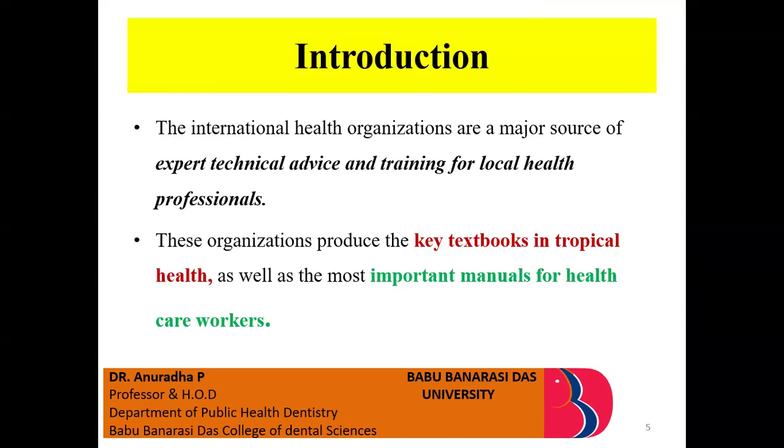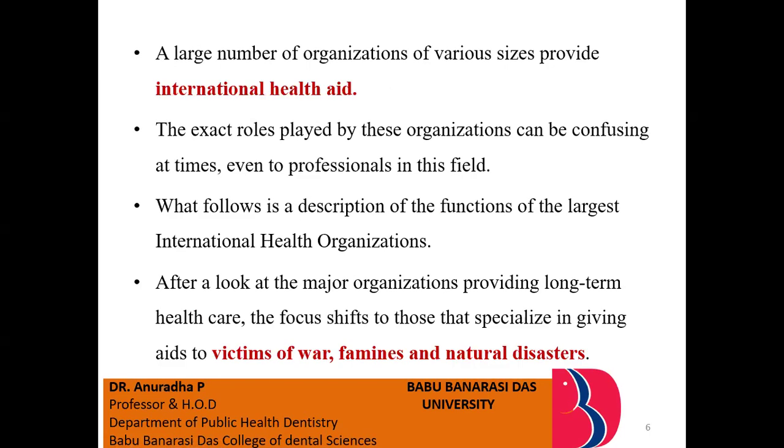Coming to introduction. The international health organizations are a major source of expert technical advice and training for local health professionals. These organizations produce the key textbooks in tropical health as well as the most important manuals for healthcare workers. A large number of organizations of various sizes provide international health aid. The exact role played by these organizations can be confusing even to professionals.